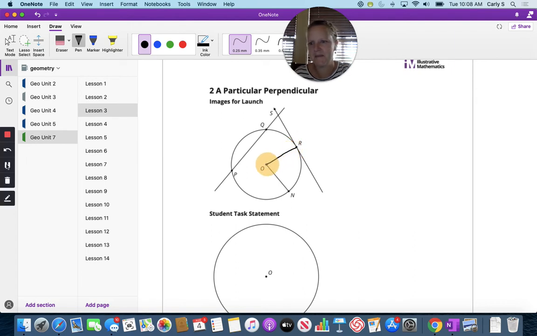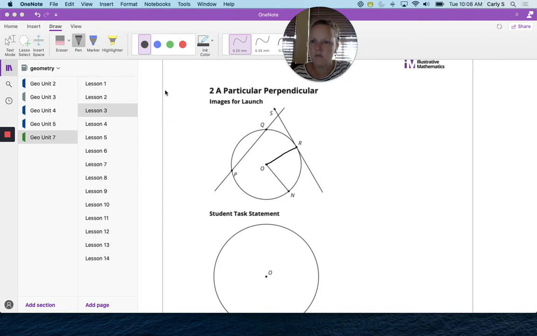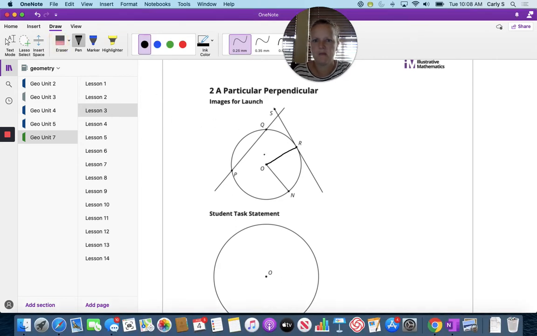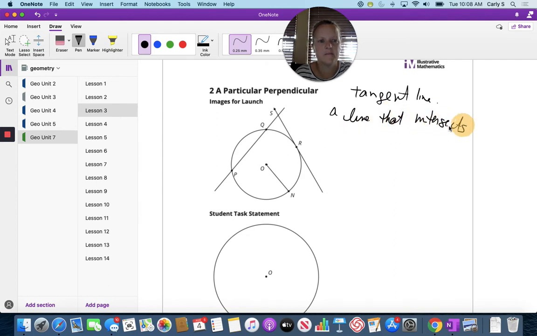All right, let me look something up. Okay, just want to reiterate this known fact. Write this down in your notes. A tangent line is a line that intersects a circle at only one point. We're going to say that is point R.